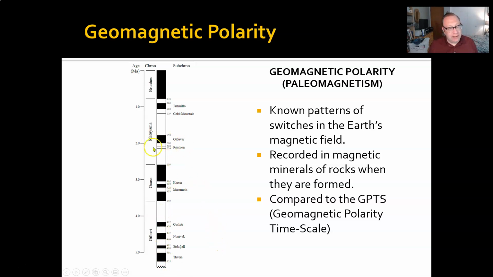So if we find a series of rocks that have this pattern right here, let's say we've got a couple of long normal periods and then a long reversed period like this. We've got a pattern that we can compare this to. We look at this chart of all the different flips, and we notice it matches this period right here, so we know that these rocks are the same age as these flips. It's as simple as that.